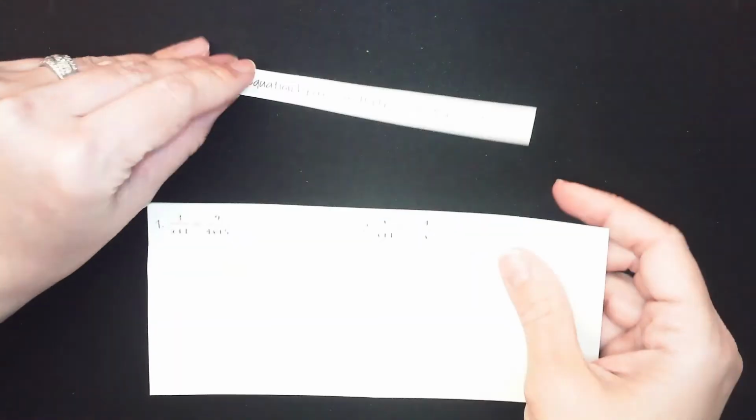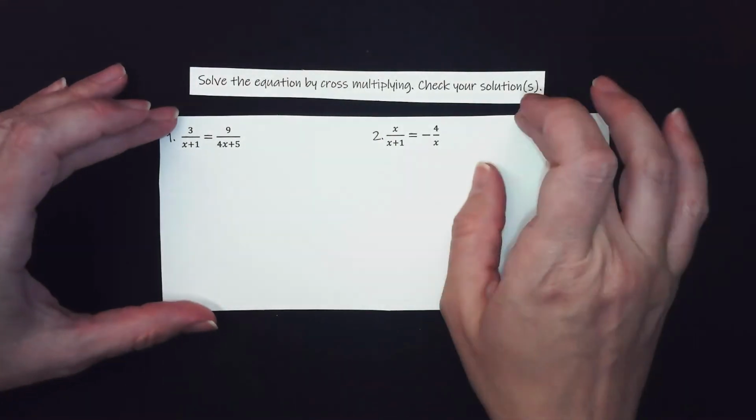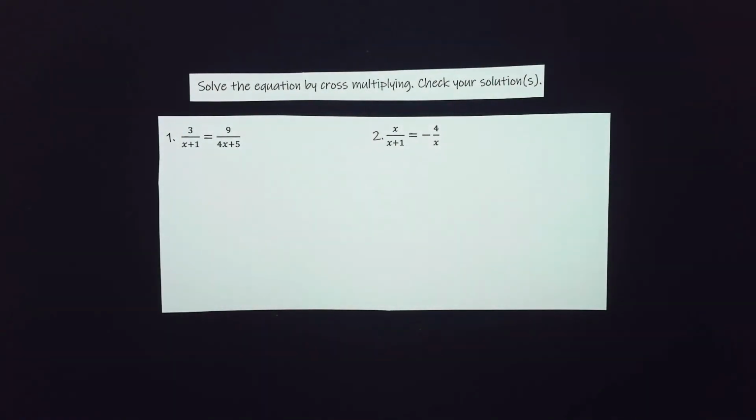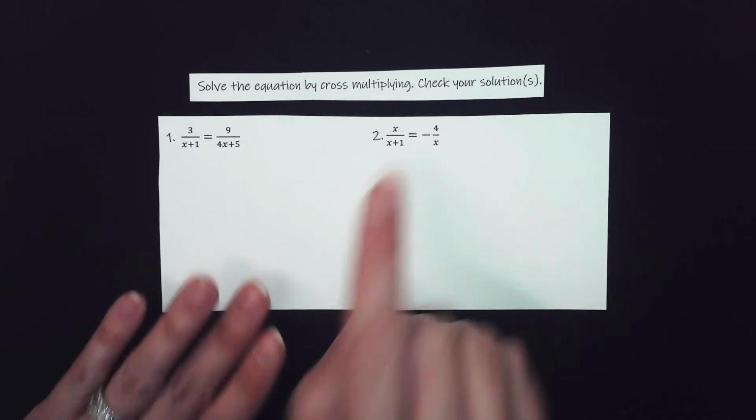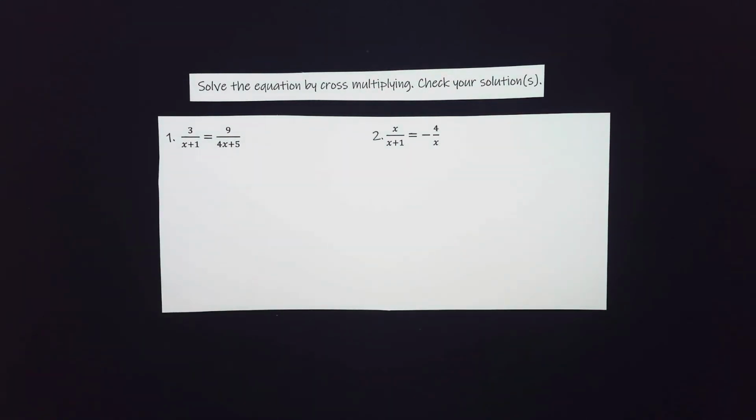All right, so let's give this a try. And we are going to solve these equations by cross multiplying, and it is always important to check our answers. Because we have variables in our denominators, we cannot have a denominator of 0. So checking our solution is really important.